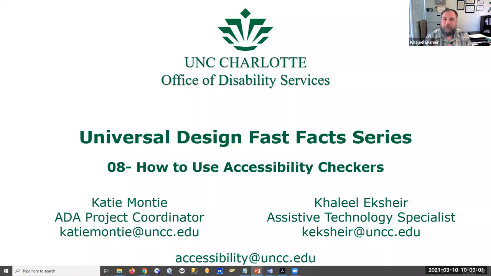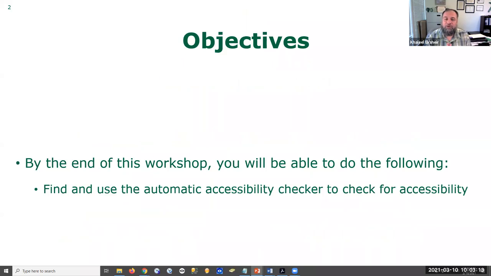And we'll be covering today session 8 of the Universal Design Fast Facts series, covering the topic how to use accessibility checker. So let's move on. By the end of this presentation, you should be able to automatically find the accessibility checker on most modern software and be able to use it, find the errors, and fix them.